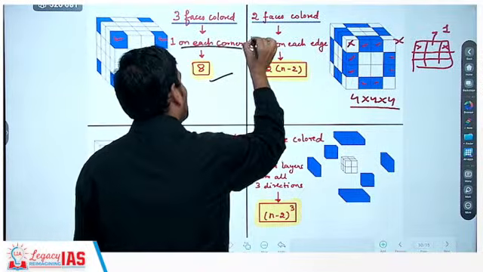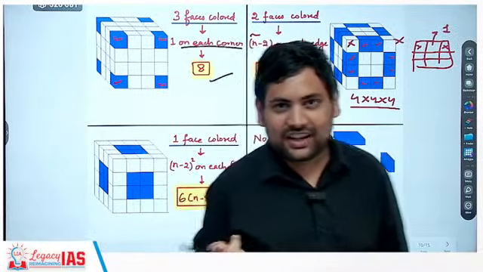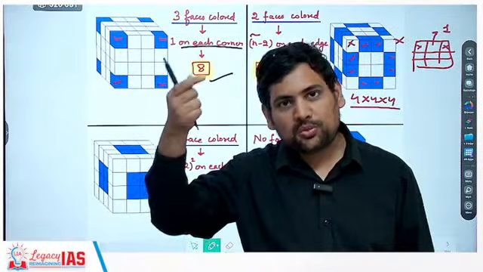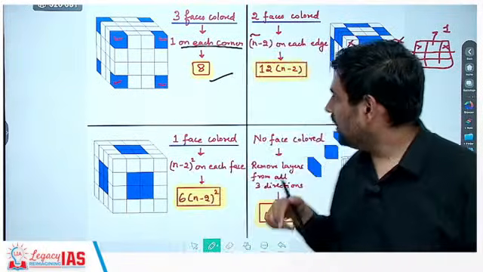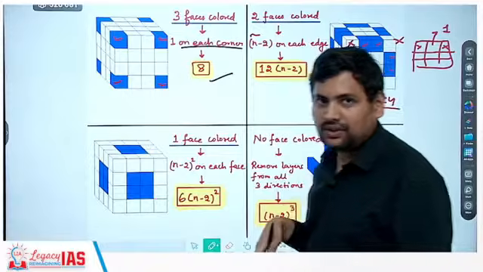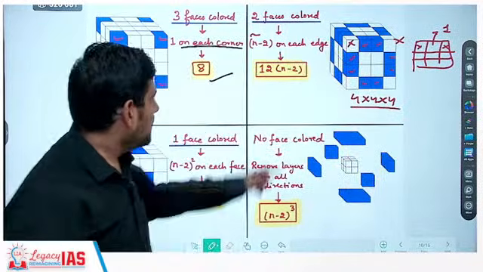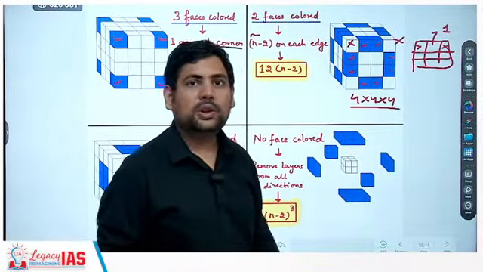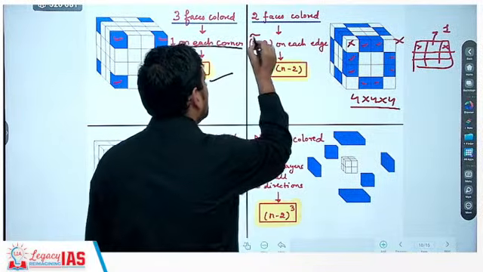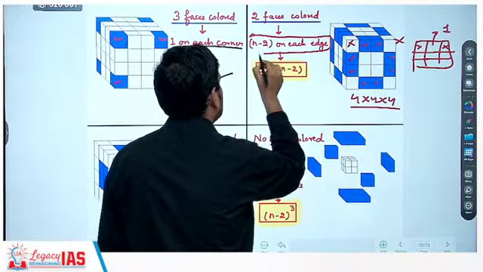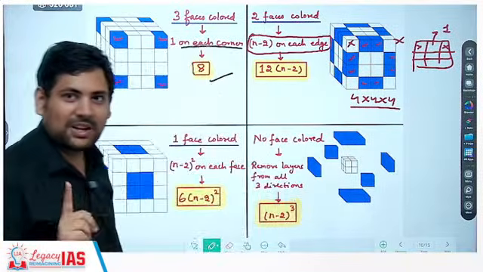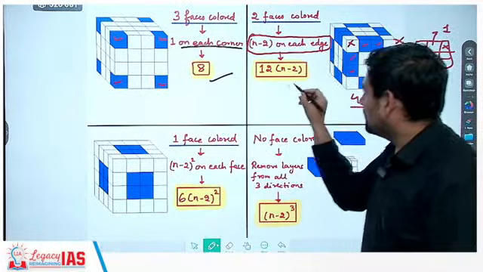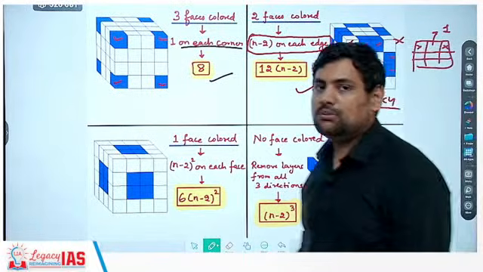Now if each edge is of length n, n was what? Length of larger cube upon length of smaller cube. So if each of this length is n, then you have to subtract 2. Why? Because you have to remove the corner ones. So it becomes n minus 2 on each edge. Now if it is n minus 2 on each edge, how many edges do you have? You have 12 edges. So the formula becomes 12 into n minus 2.